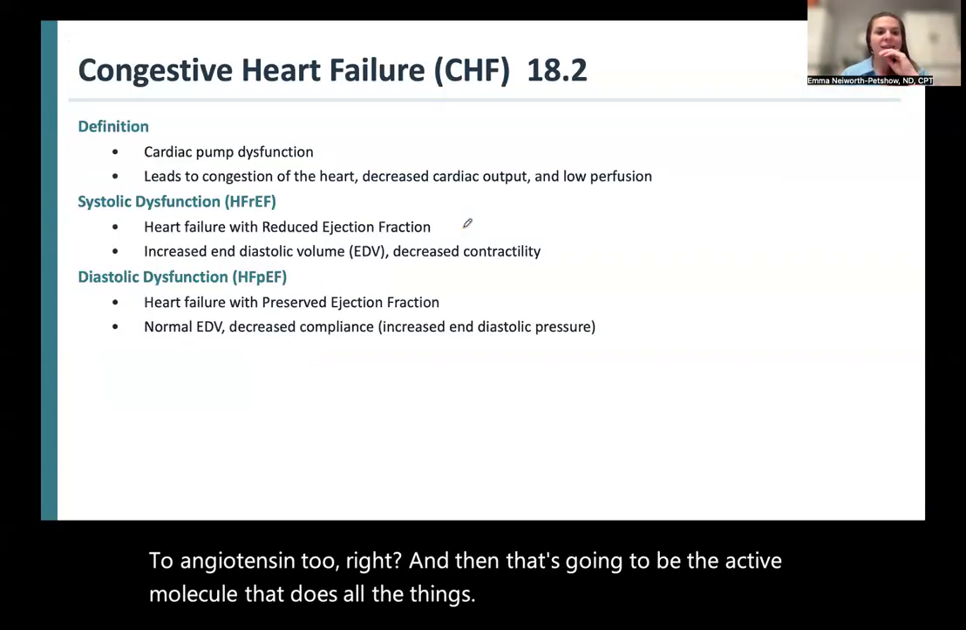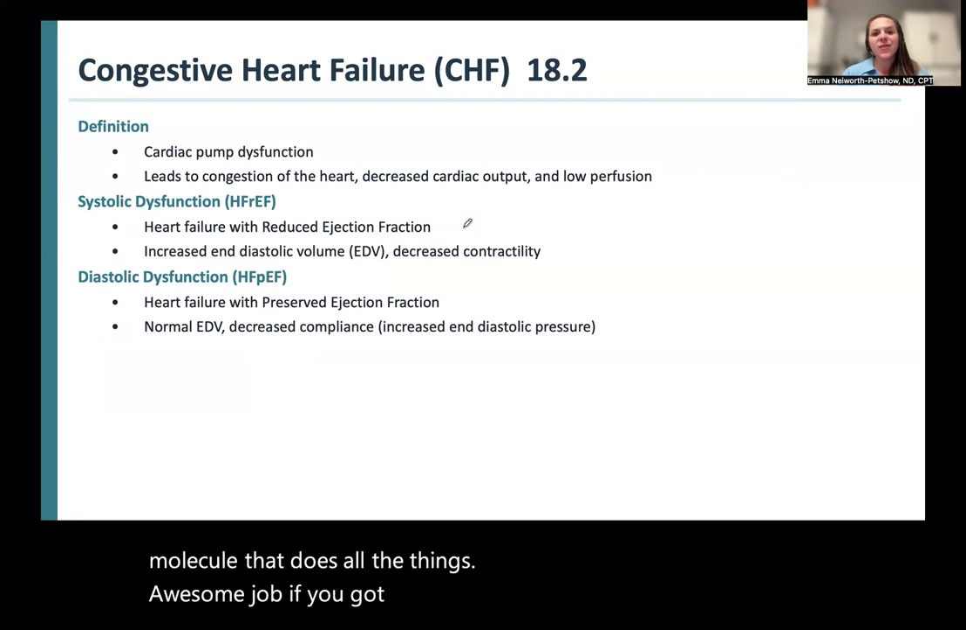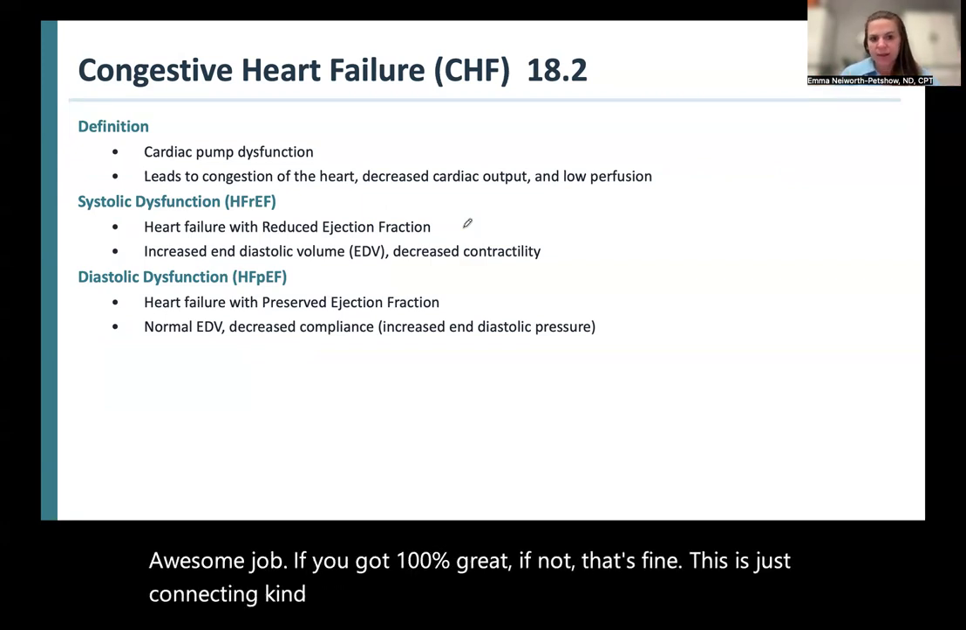Awesome job if you got 100%, great. If not, that's fine. This is just connecting pathology to physiology, right? That's all we're doing.